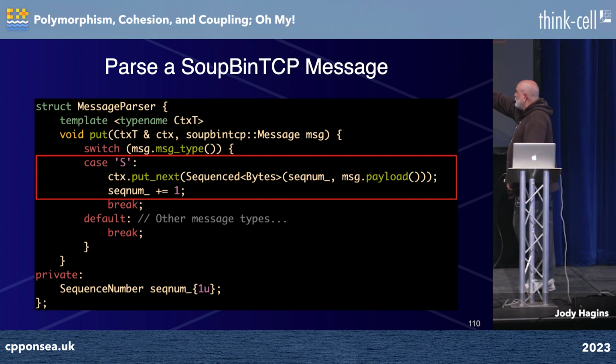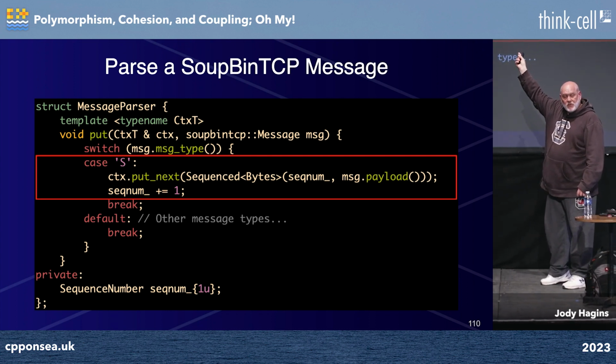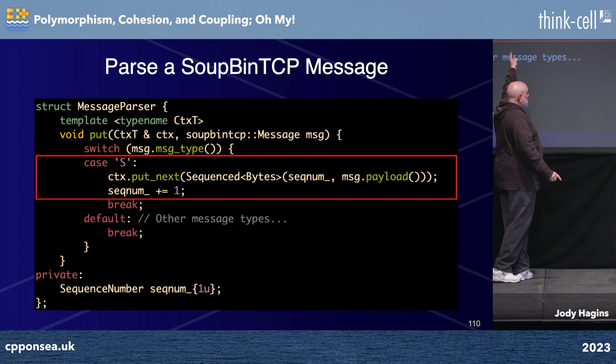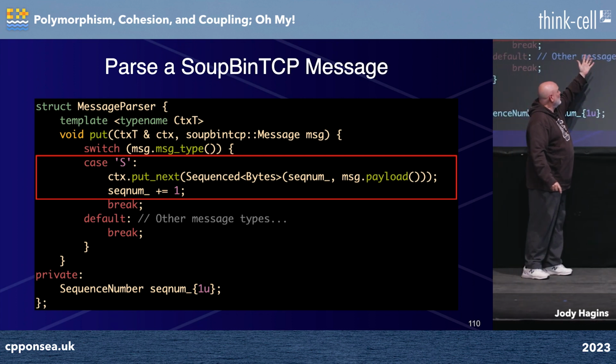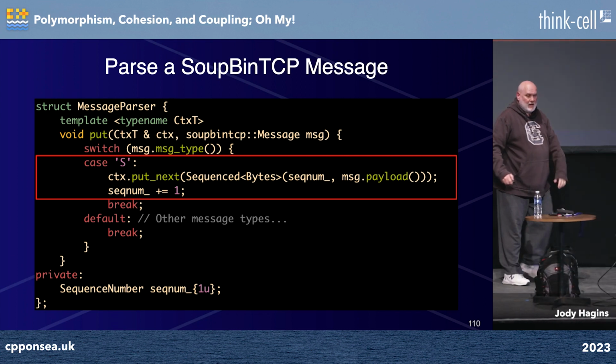So note that this soup bin TCP message, which we got in, it's been consumed. So the framework isn't gonna put it next. What's gonna be put next is the things that haven't yet been consumed and this sequenced bytes with a sequence number and a payload.